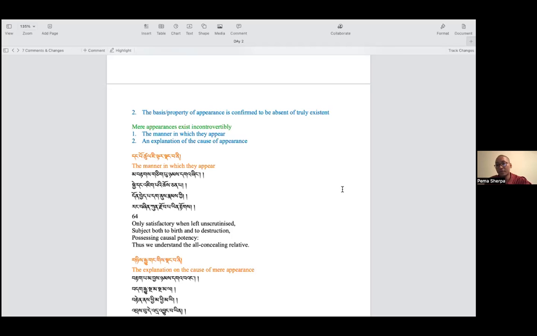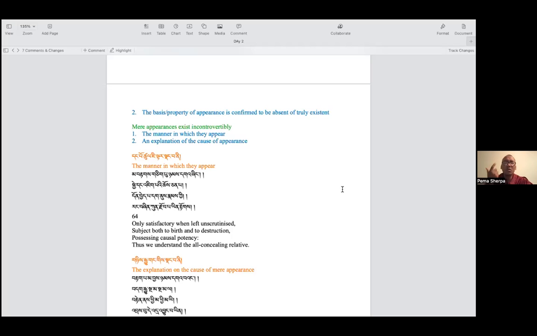But what about dependence on cause and condition, and dependence on imputation? Since there's no hand, how would you talk about the cause and condition of the hand? How can you talk about the cause and condition of the hand?